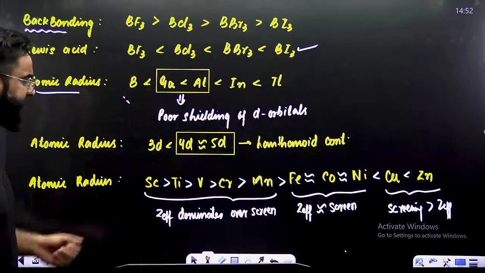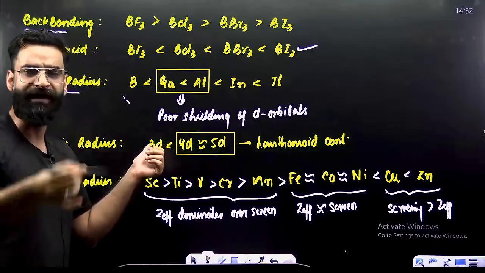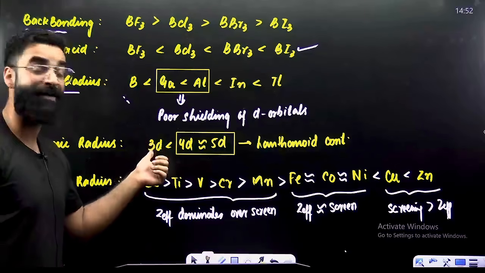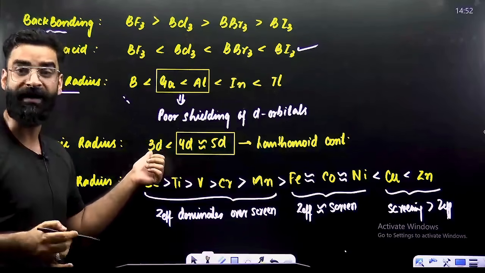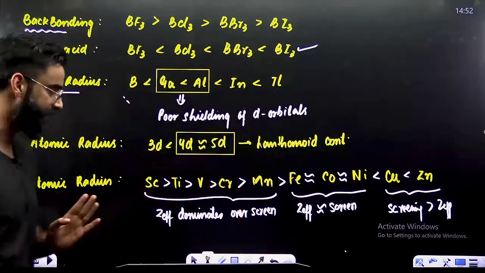Now again, the atomic radius order. Remember, from 3d to 4d, 4d to 5d, down the group, size should increase. So 3d elements have lesser size than 4d and 5d. But remember, 4d and 5d have almost equal size because of the lanthanoid contraction.